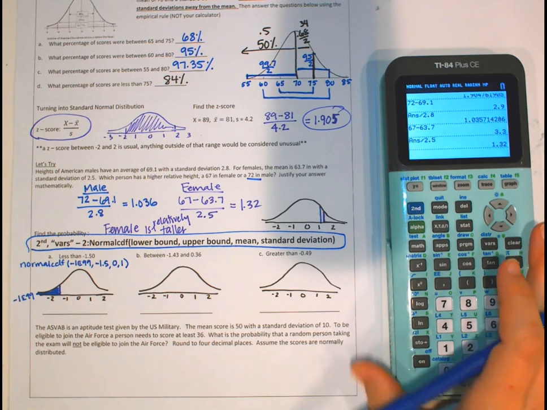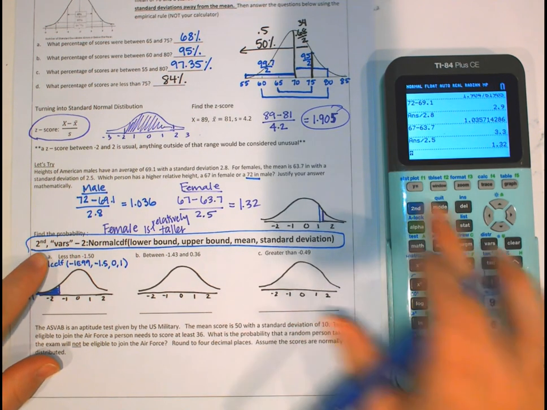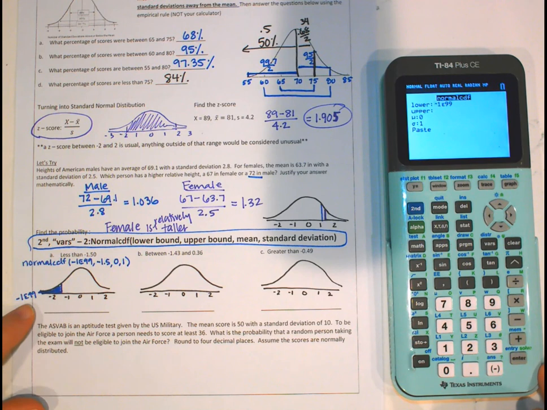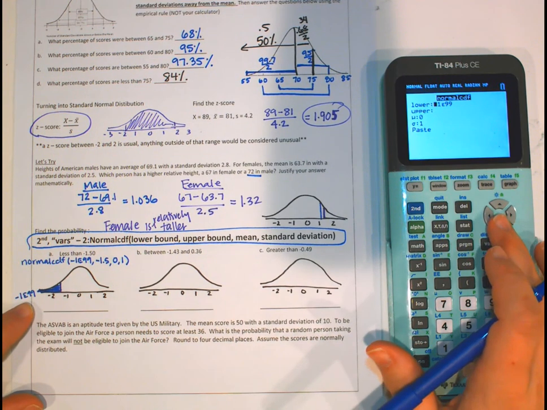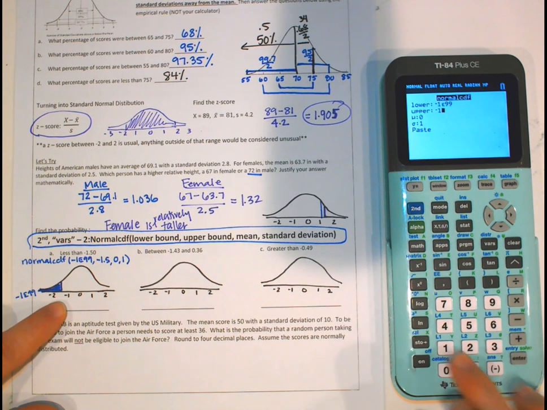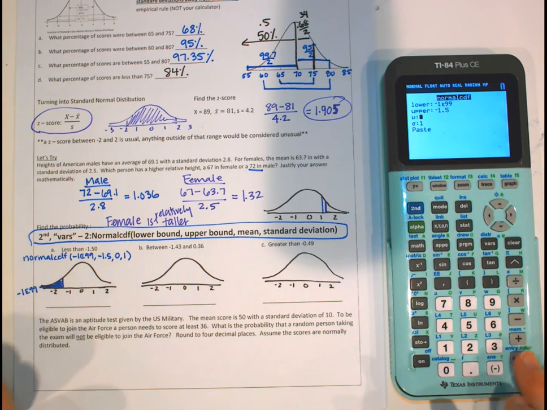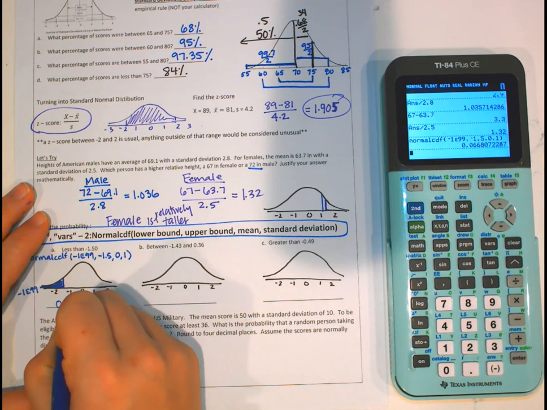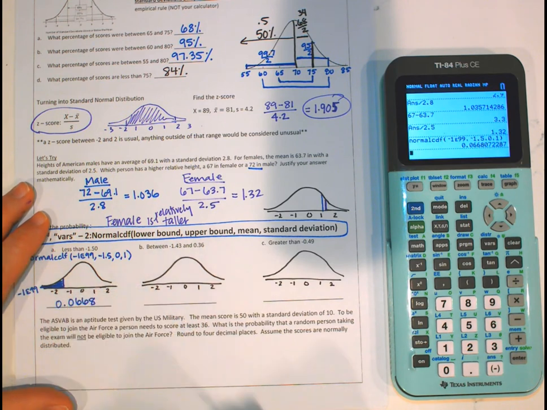So when I do this on my calculator, I'm going to hit second vars, and then I go to normal CDF. I'm going from negative 1e to the 99 to negative 1.5. My mean is 0. My standard deviation is 1. So then the area underneath my curve is 0.0668.